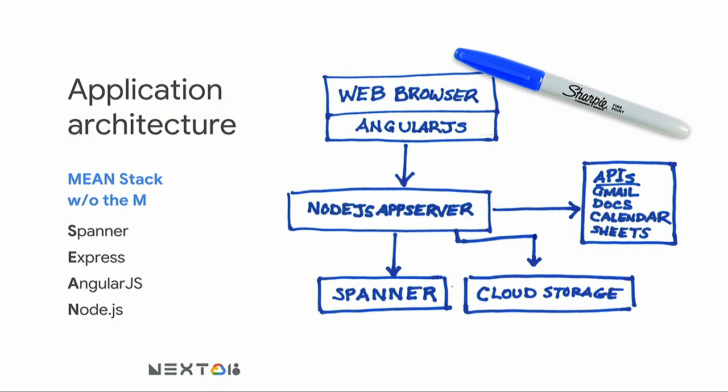You can see the diagram here is pretty standard. We have the web browser, we're using AngularJS, a mixture of JavaScript, and we're now moving to TypeScript there. We package up everything there with Webpack, which we love. And we're talking to various Node.js app server backends. Those backends spend all their time either writing stuff to Spanner or Cloud Storage, or making basically API calls to the public Gmail, Docs, Calendar, et cetera.